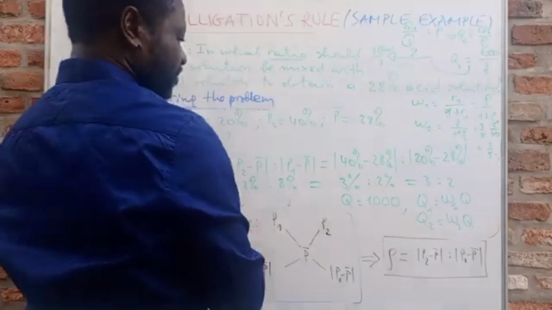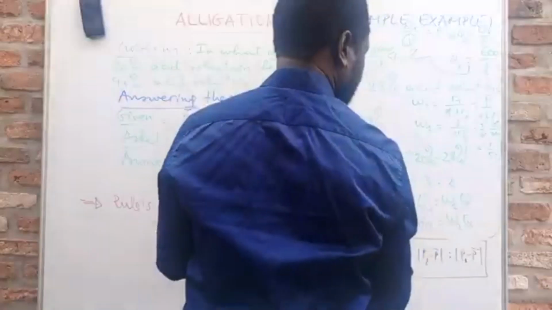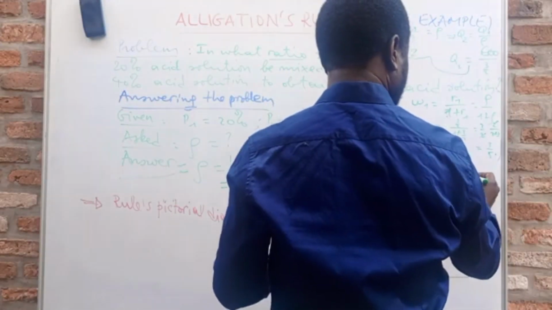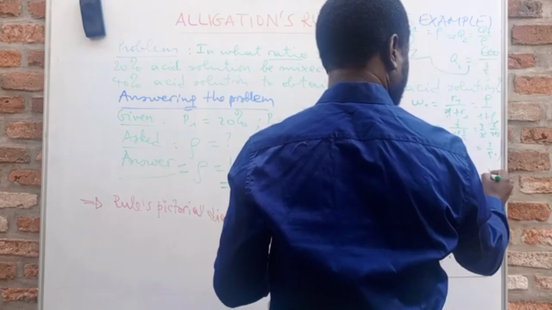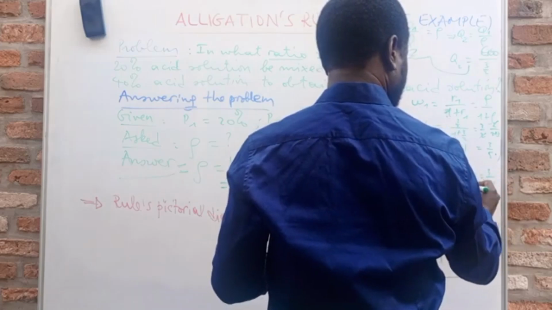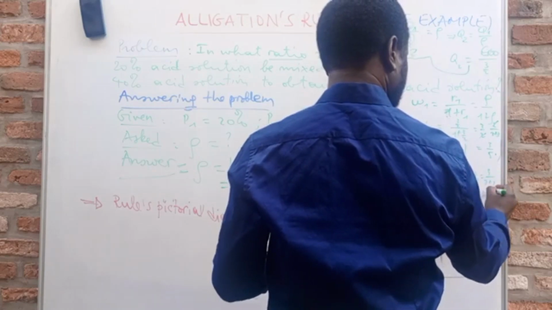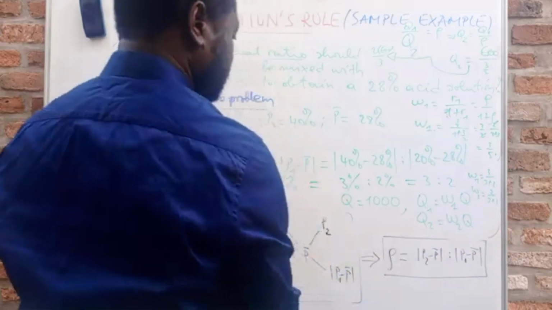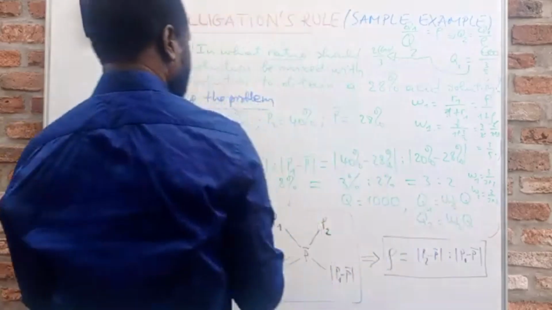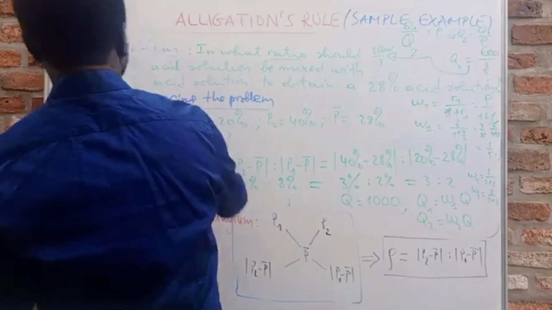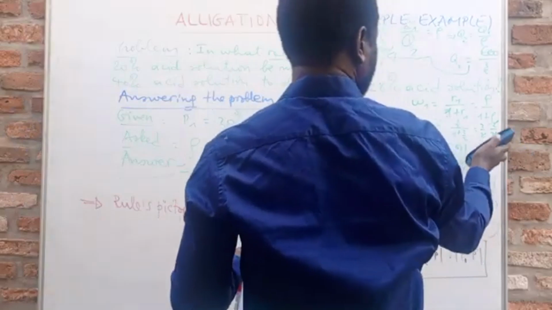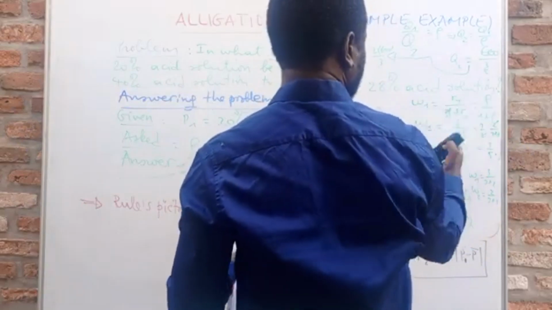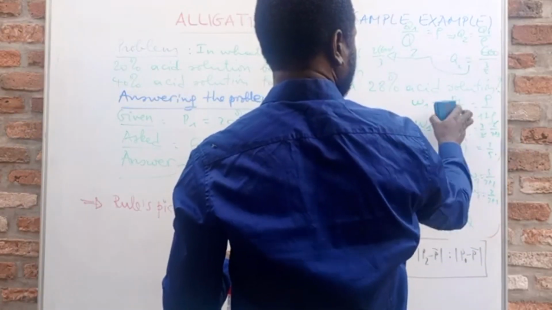Or if I have this ratio, the first weight should be 3 over 3 plus 2. Second weight should be 2 over 3 plus 2. Okay, now out of 1000, what will I have? Of course, omega 1 and omega 2 here I substitute.